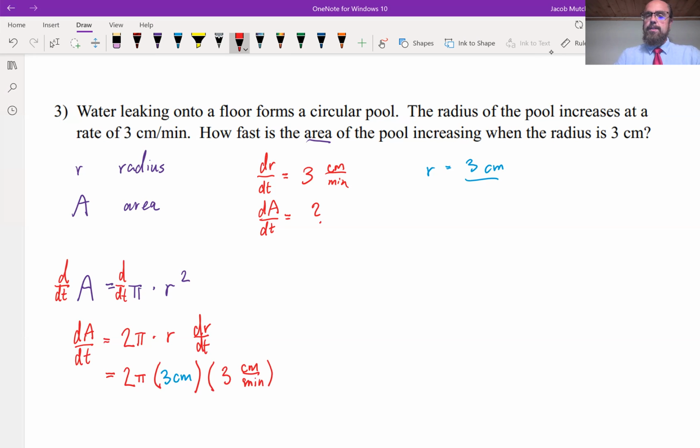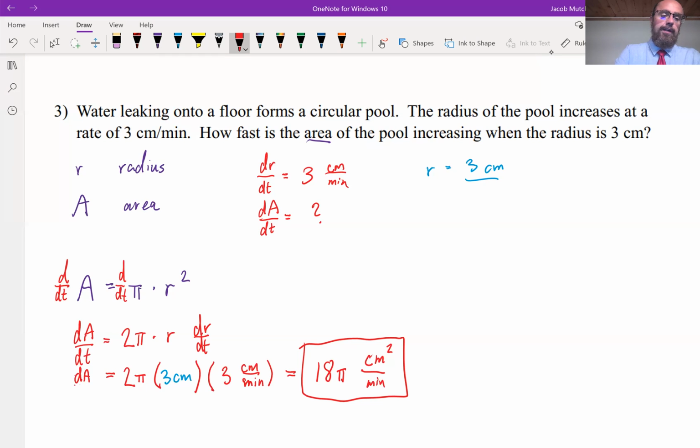Once I make my substitutions, I want to simplify the product. So that's 2 times 3 times 3, that's 18. And I'll just leave pi as is. My units here, centimeters times centimeters, will be square centimeters per minute. So again, if I check my units, that's consistent with the rate I'm solving for. The change of area with respect to time matches my square centimeters per minute.